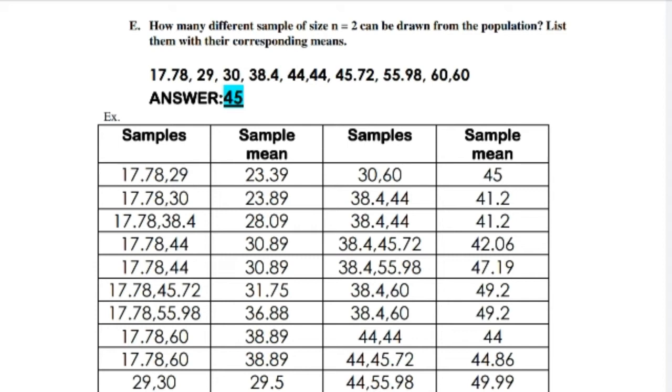Here in letter E, we will learn how to get sample means of our samples. Since we already have 2 as our n, we will only combine 2 numbers from our population data, with no repetition of combinations of course. Because we already have our list of samples, we only have to add them all up regardless if n is 2 or not. Then of course don't forget to divide the sum by n, just like getting average. For example, the first one, 17.78 and 29 is equals to 46.78. Then divide it by 2, which is our n, and the answer is 23.39. So the sample mean of 17.78 and 29 is 23.39.